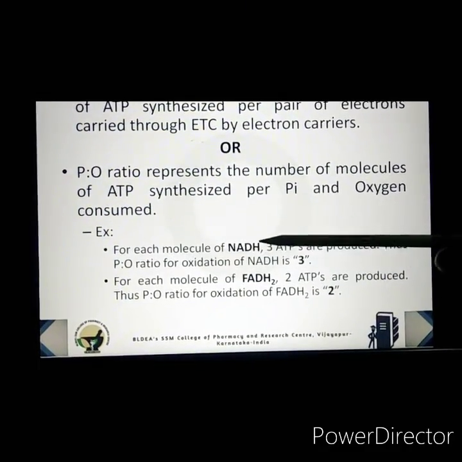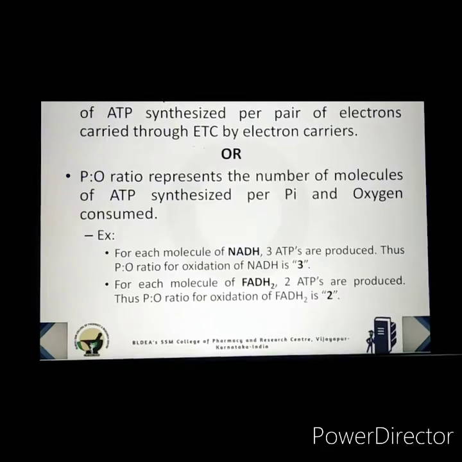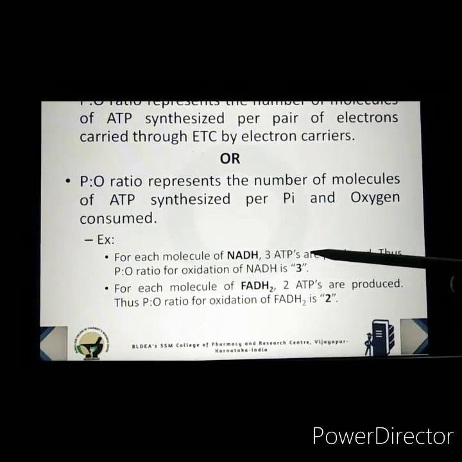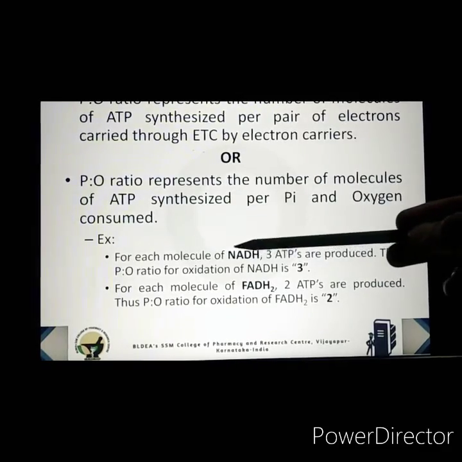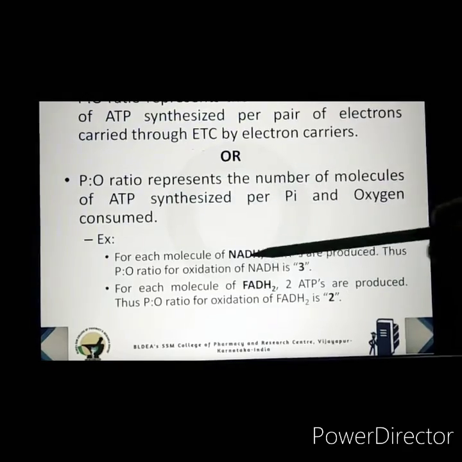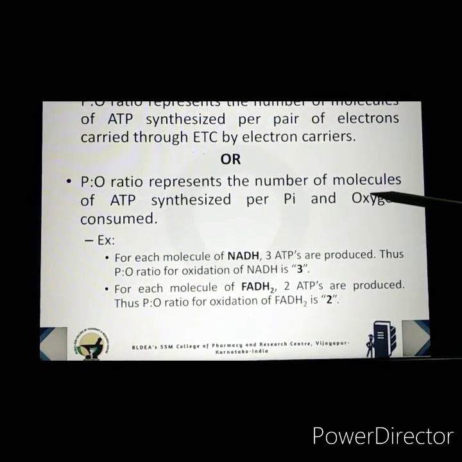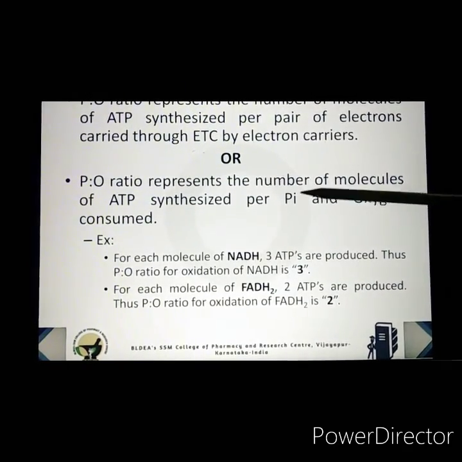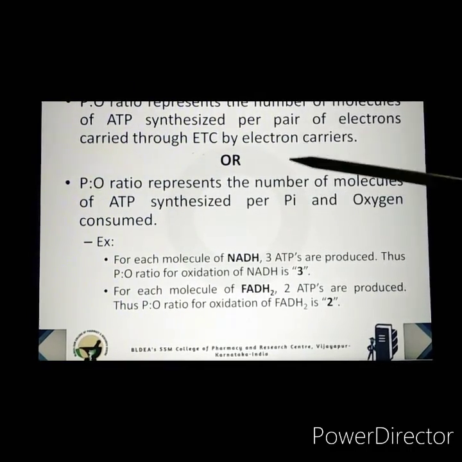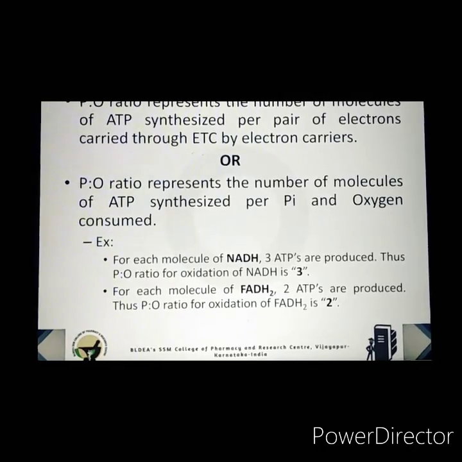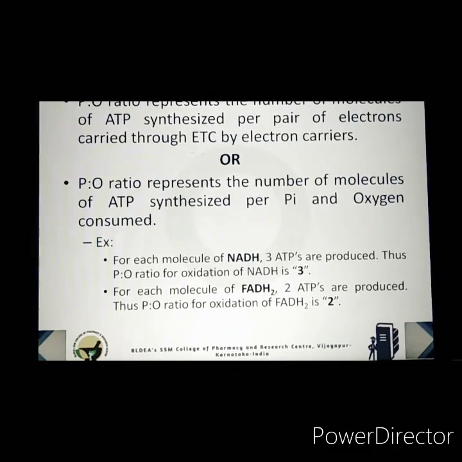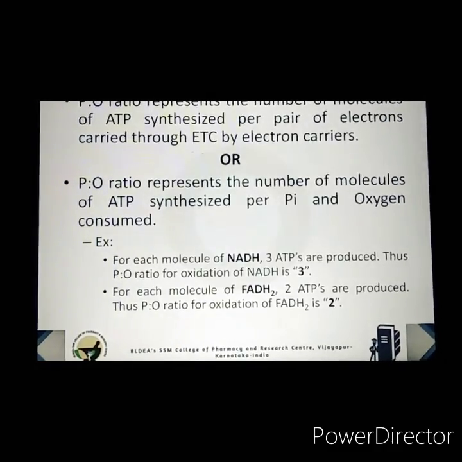As we all know, during oxidation of NADH through the ETC, 3 molecules of ATP are produced. So this means that the PO ratio of NADH is 3, that is, it utilizes 3 oxygen atoms as well as 3 phosphate atoms that are converted into ATP, that is 3 molecules of ATP in the presence of 3 molecules of ADP.